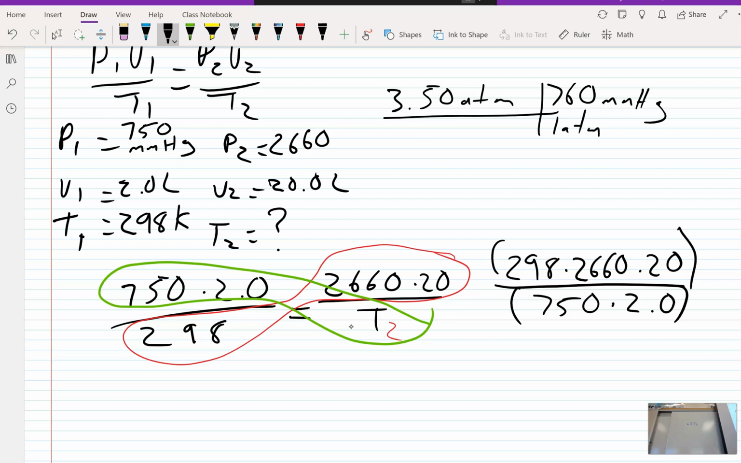What I would do is just type this into my calculator exactly like this. Hopefully, we at least have a calculator that's capable of doing parentheses. That's all we really need. In fact, you don't even need the top parentheses. You just need the bottom parentheses. If you don't put the bottom parentheses in, it will divide by 750 and then multiply that answer by 2, which is not what you want.